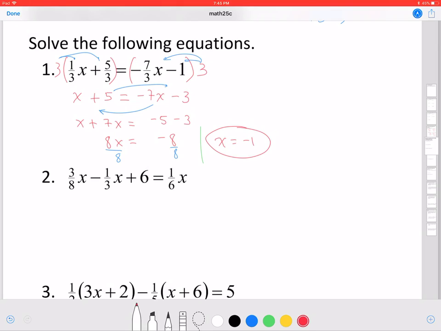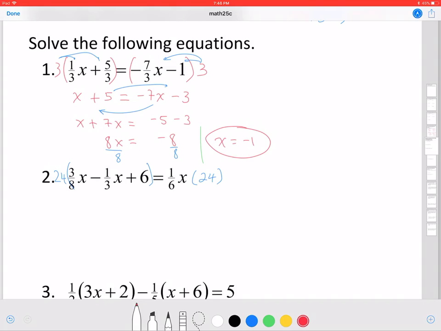Okay, number 2, as you can see, has 3 different denominators. Then what do you do? Well, the magic here is the least common denominator, the LCD. We have 8, 3, and 6 as our denominators, and the LCD of those 3, or the least common multiple of the denominators in this case, is 24. So I'm going to take 24 and multiply the entire equation by 24. And let's see what happens.